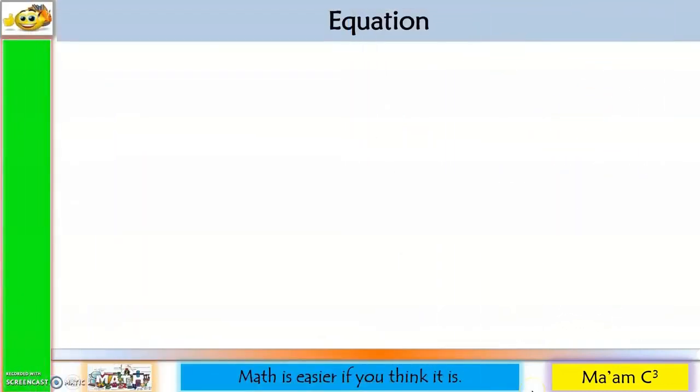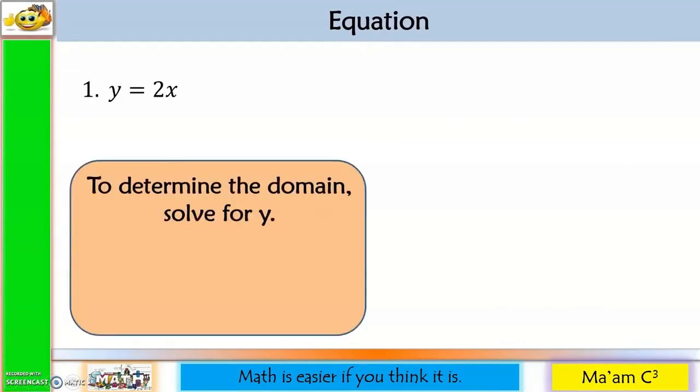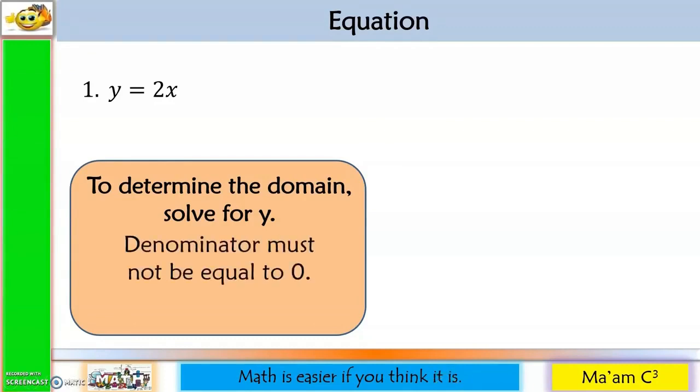Now let us talk about domain and range in equations. So number 1, y is equal to 2x. To determine the domain, solve for y. Our only restriction here is if we will be having a denominator. The denominator must not be equal to 0. So y is equal to 2x. We do not have denominator here.